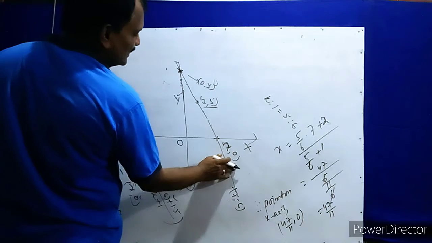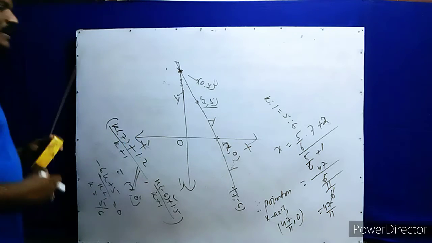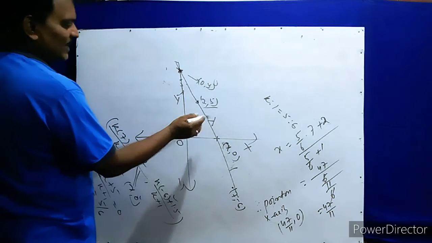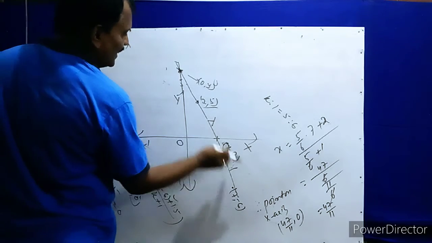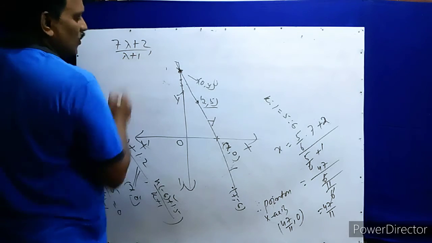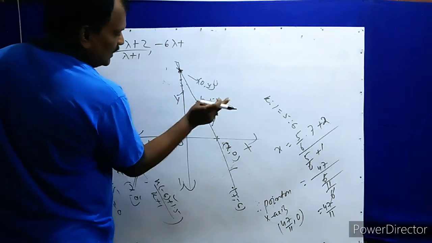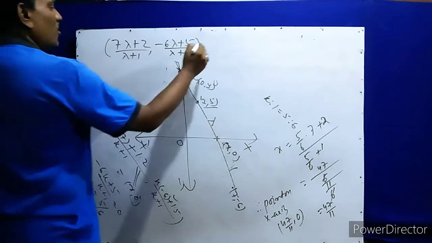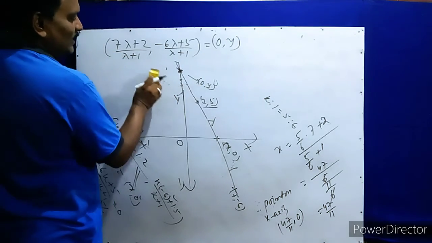Let's say again you take this side as lambda and this side as 1. You take lambda is to 1. The point of intersection equals (lambda into 7 plus 1 into 2) by (lambda plus 1), comma, (lambda into minus 6 plus 1 into 5) by (lambda plus 1), and this is on the y-axis. You look at the point, it is (0, y). This point you take as (0, y). So we have to find y.